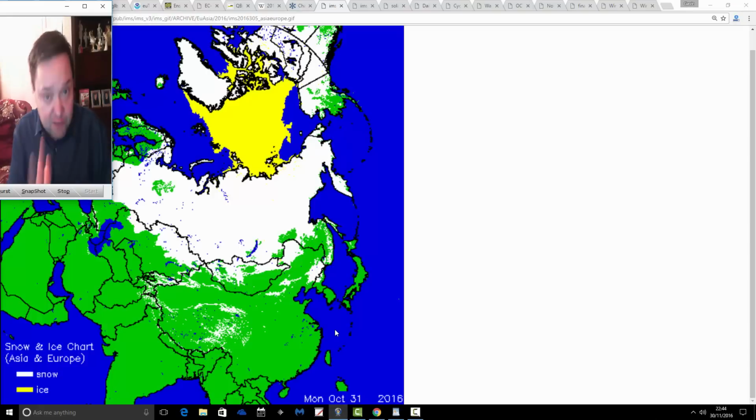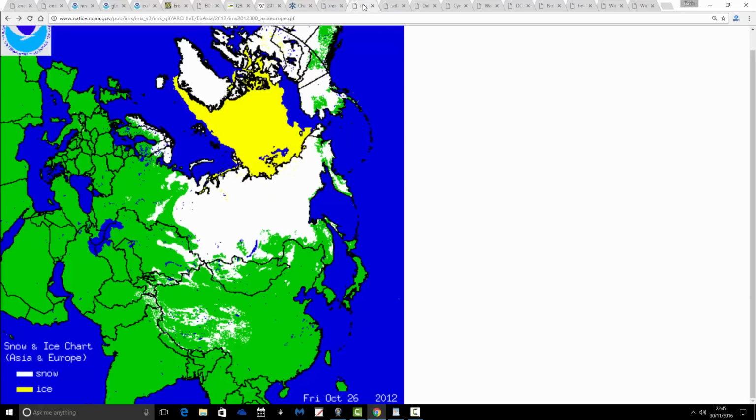So, generally, through most of October, the snow cover across Russia, across Siberia, and into Scandinavia and Europe was about what you expect, about on trend. But as we got to the very end of October, we suddenly had that surge of snow into the west of Russia and the east of Europe. The last time we saw anything like that was 2012, and that's the last time we had a cold winter.